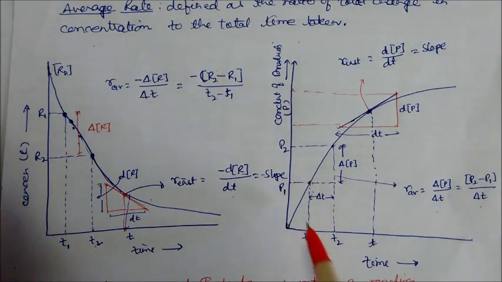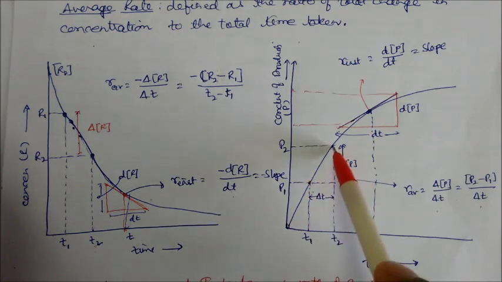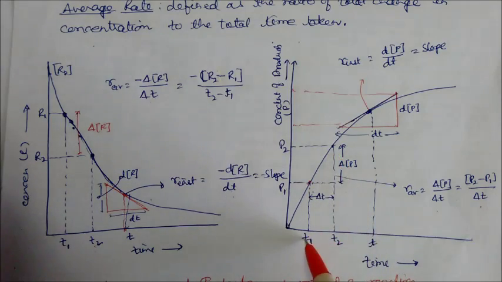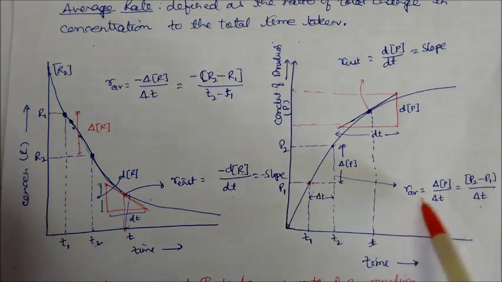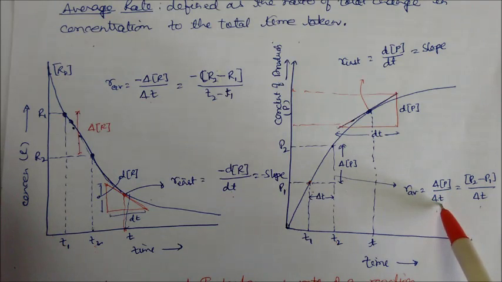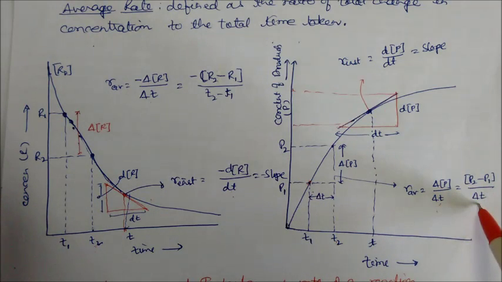Similarly, in case of product, this is increasing. There are two concentrations I have taken, this is P1, this is P2. This is time T1, this is time T2. Again, for this the average rate will be delta P by delta T, and this will be P2 minus P1 by delta T. This is again the concentration versus time graph.